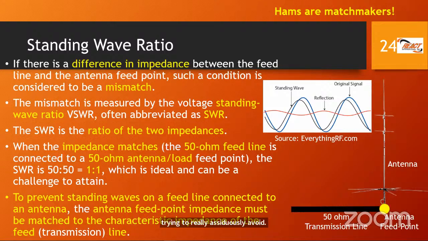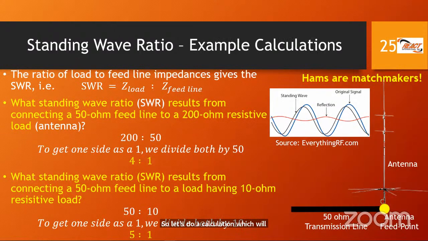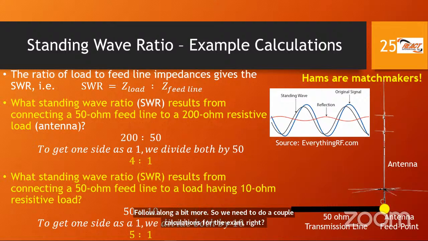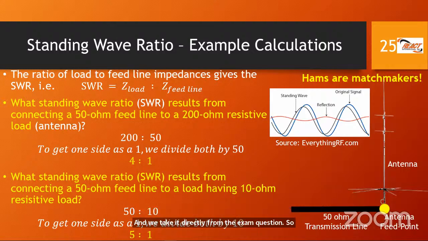So let's do a calculation, which will hopefully help us follow along a bit more. So we need to do a couple calculations for the exam, right? And we take it directly from the exam question. So SWR, how do we calculate SWR? Well, a simple way is to just have the ratio of the impedances of the antenna and the transmission line. So we have on your screen here the little formula. SWR is the ratio of the load impedance to the feed line impedance. So Z again is impedance, and we have a little subscript here, load, and a subscript feed line.